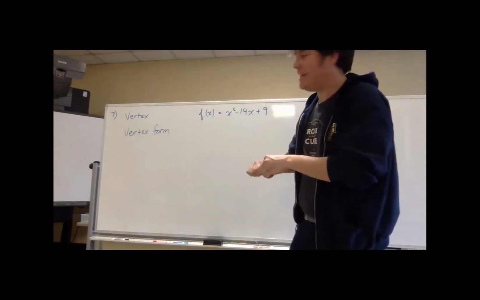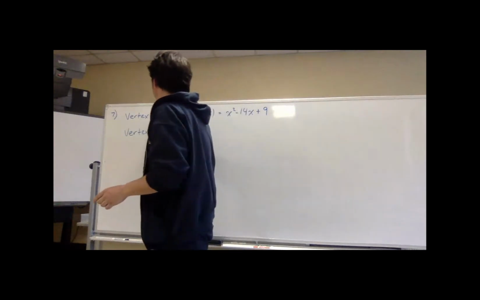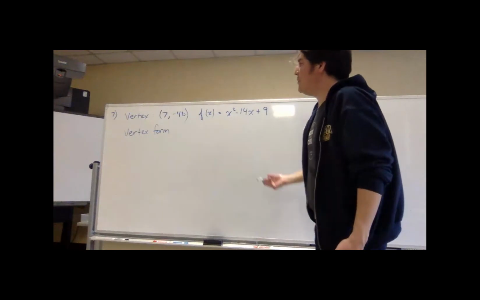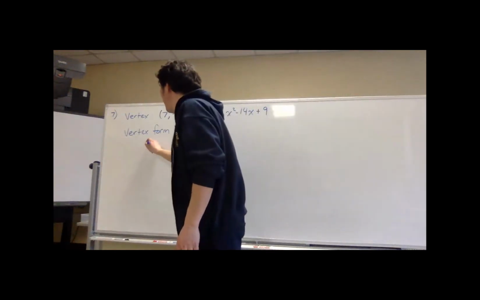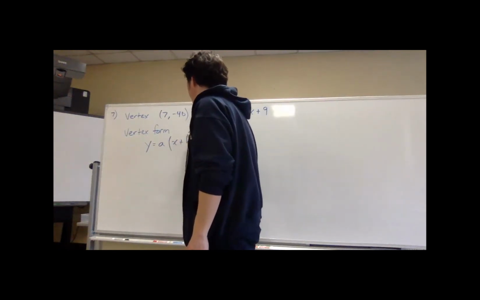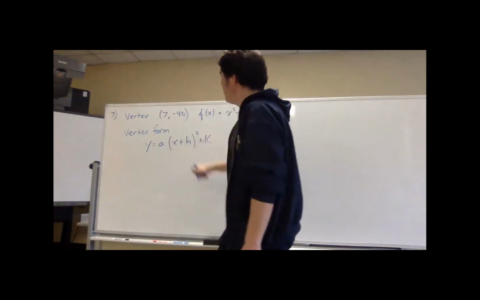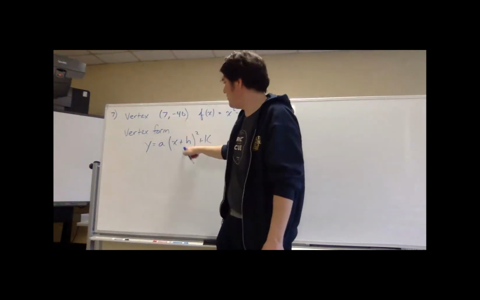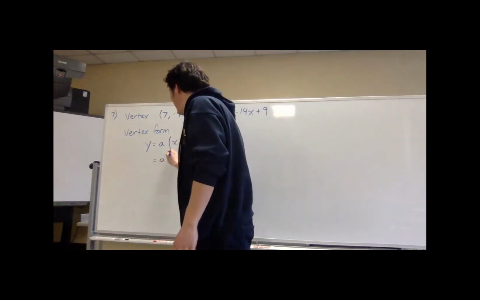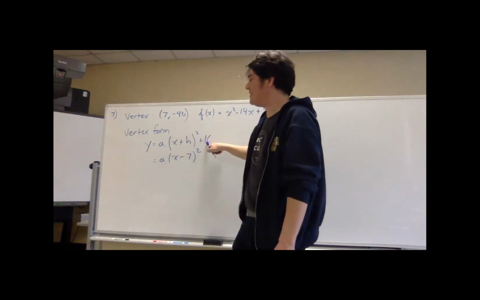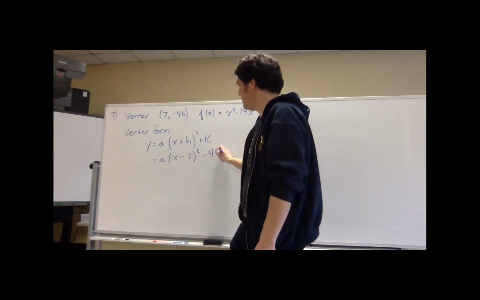So if we go back here, we know that our vertex is at 7, negative 40. Now, if we're putting that into vertex form, we know that that's y equals a times x plus h quantity squared plus k. Remember, when we're inserting in the 7 for the h, we're going to have to change the sign of the one that goes with the x. So we'll have a times x minus 7 quantity squared. We put in the negative 40. That sign doesn't change. So minus 40 goes right there.